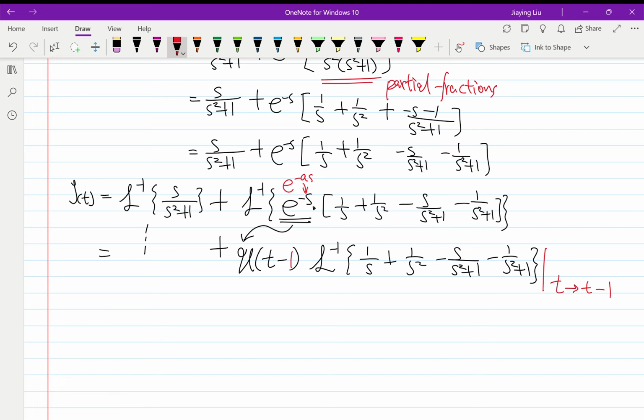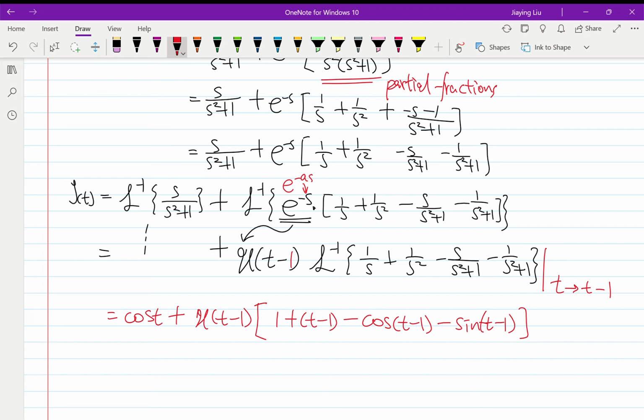For this, yeah, I can write down the answer. So at the end, it's going to be cosine t plus the Heaviside function u of t minus 1 times the bracket. So I have 1 plus t minus 1 minus cosine of t minus 1 minus sine of t minus 1. So that's the final answer.